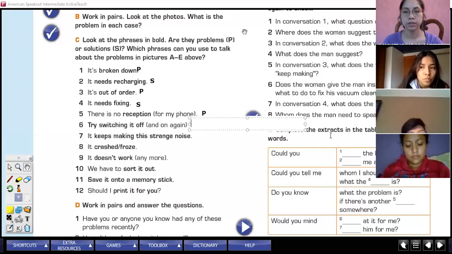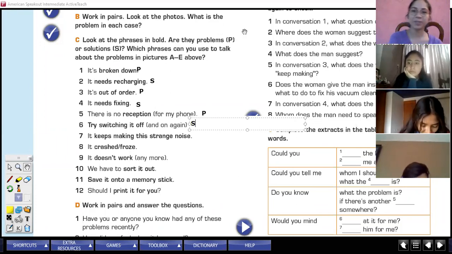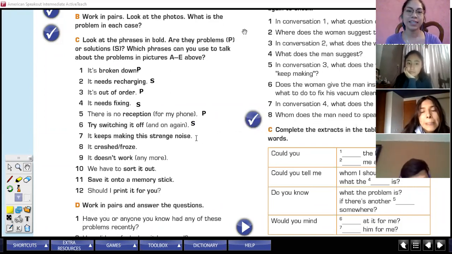Number 6. Any volunteers? Francisco. Okay, Francisco. Turn it off and on again is a solution. Solution. Yes, that always works. Turn it off and turn it on again, right? So try to switch it off and on again. It always works.